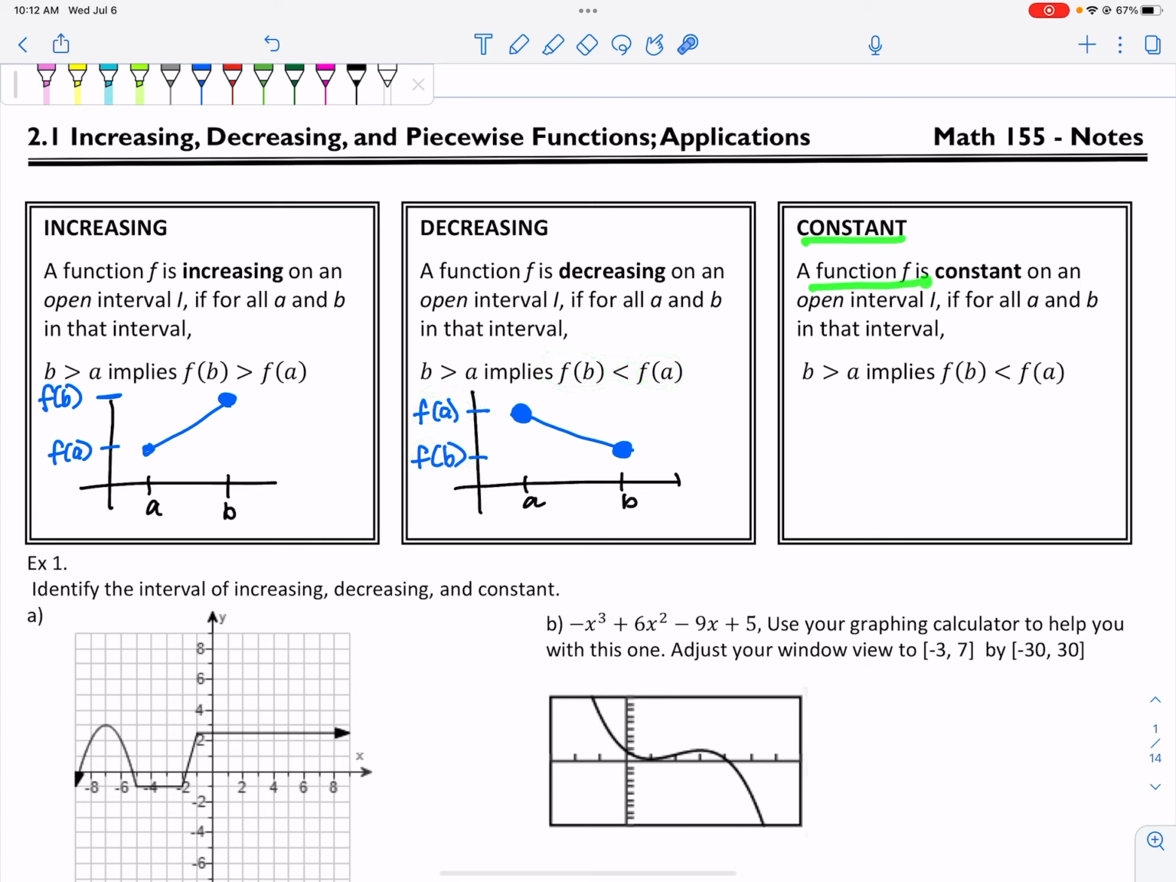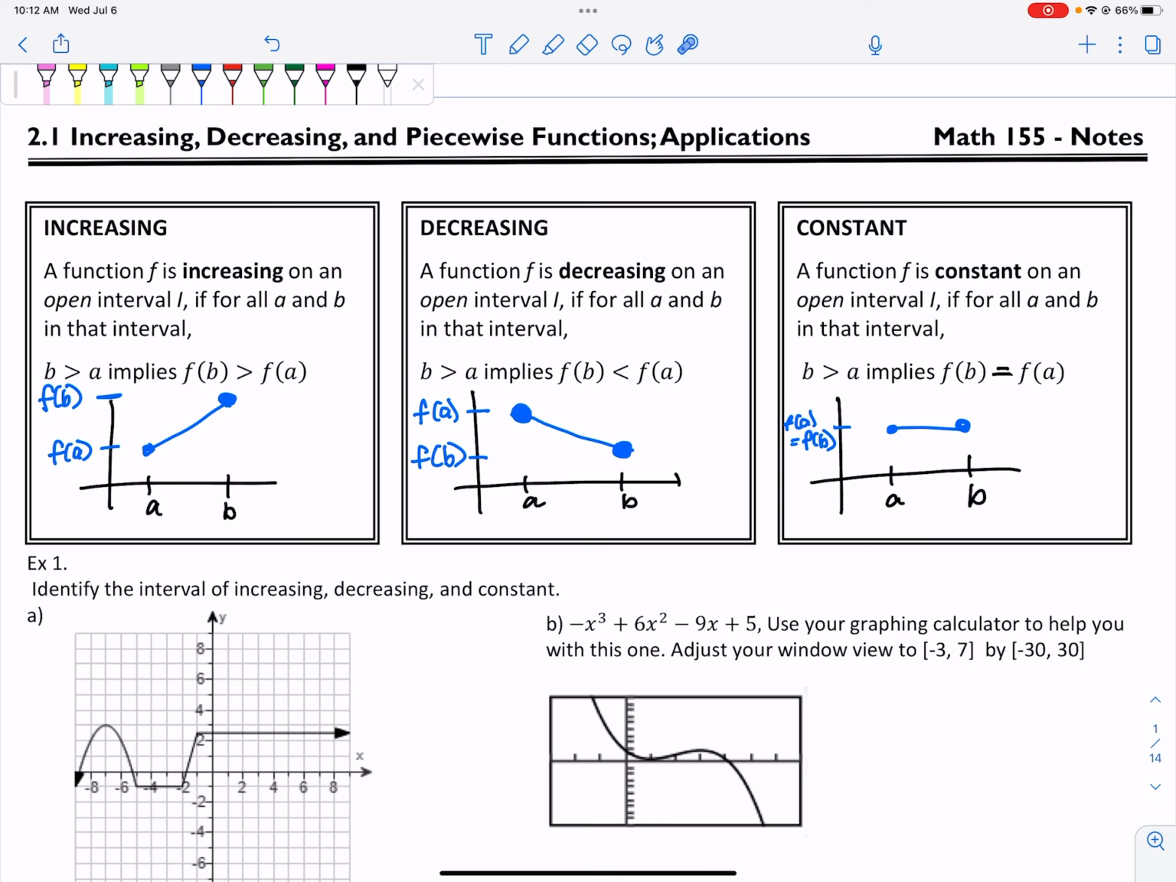Constant. A function f is constant on an open interval I if for all a and b in that interval, b greater than a implies that f of b is equal to f of a. Here we have a, b. When we think about something that's constant, it doesn't move up or down, it's just flat. So from a to b, it's going to be flat. So notice that f of a is the same thing as f of b.